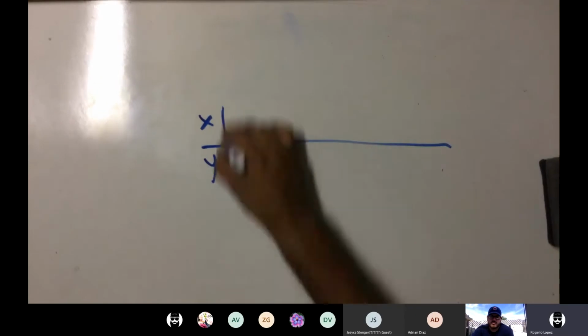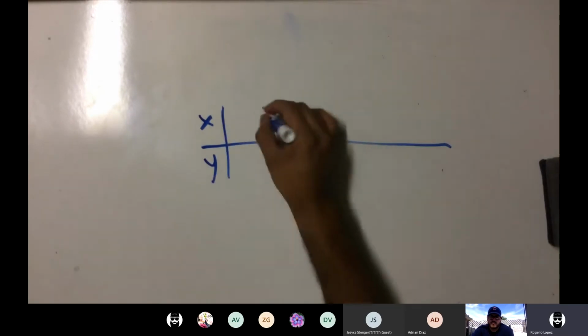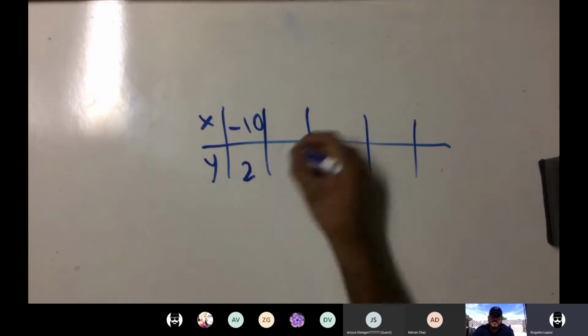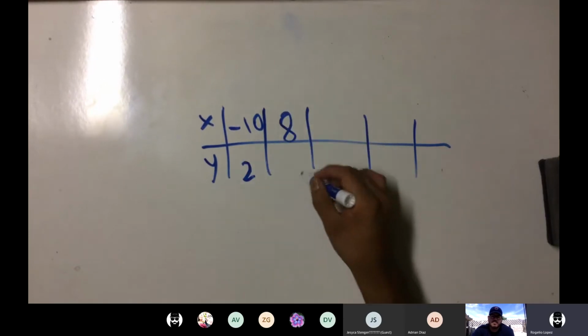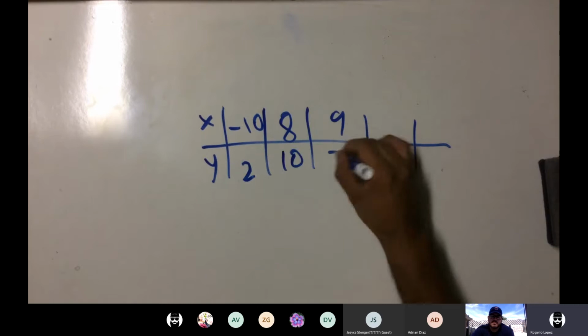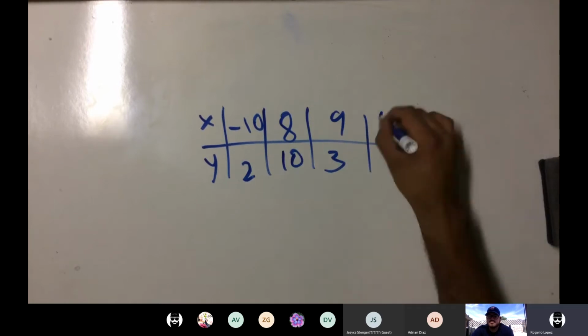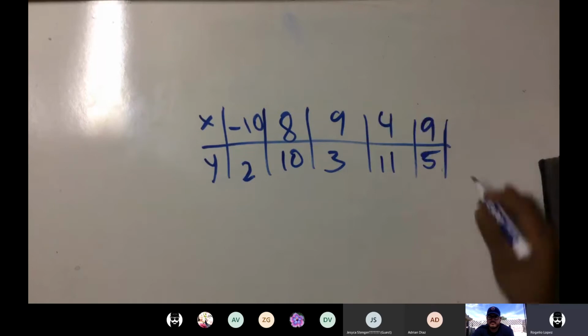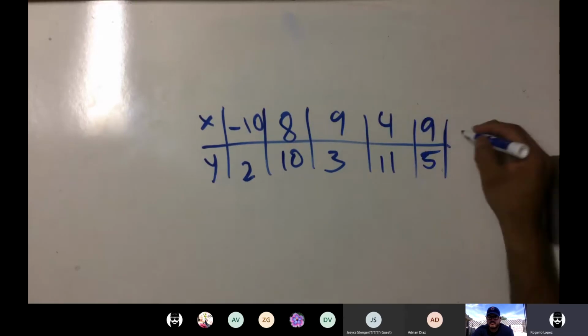Okay? So they give you an example, they give you a table. So they give you an x, y, and we got a bunch of spaces. We got negative 10 and 2. We got 8, 10, 9, 3, 4, 11, 9, 5, and one more. We got 12, 10.